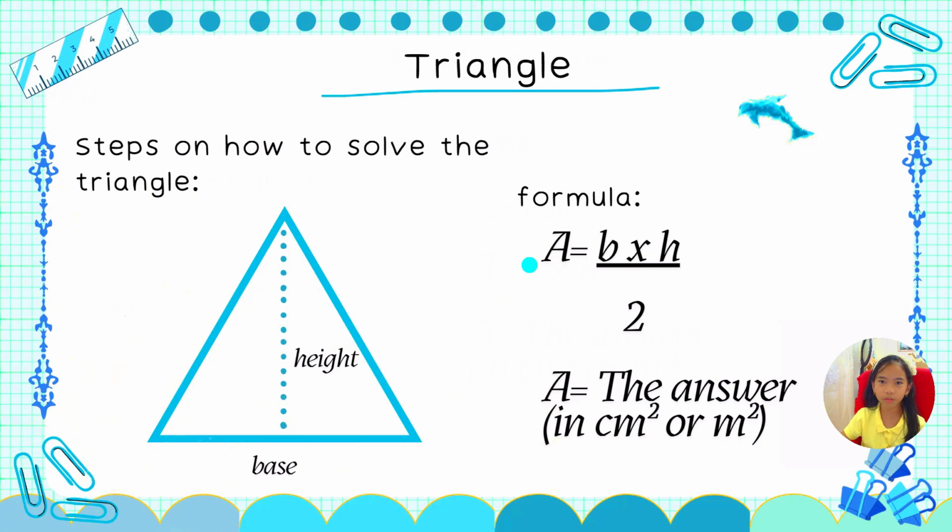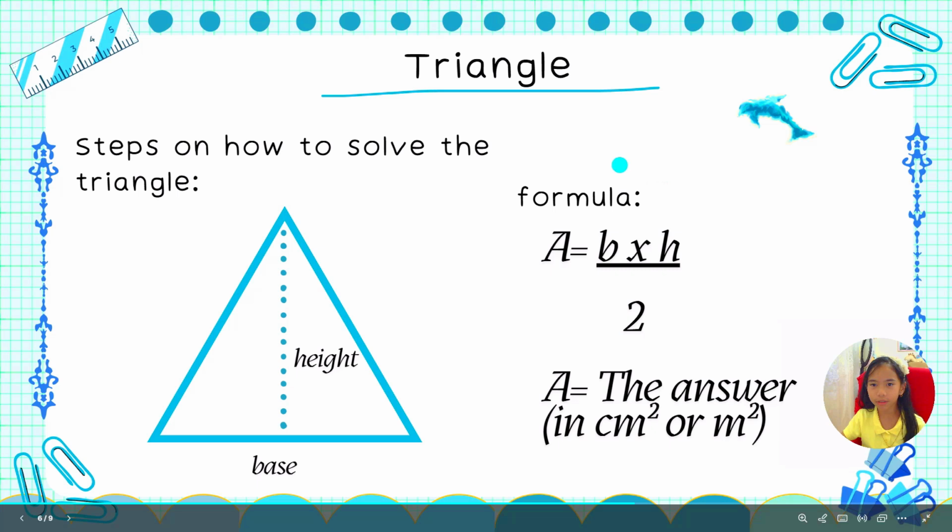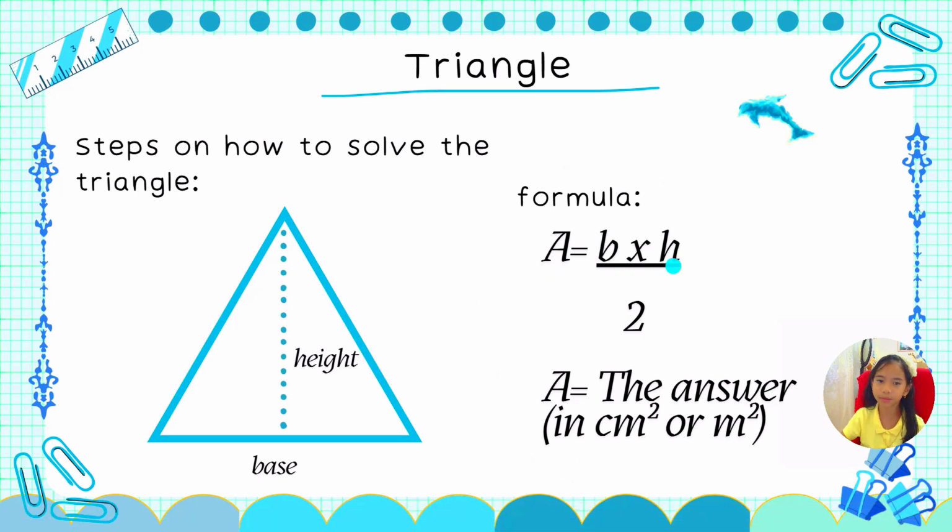How do we solve the correct area of a triangle? So here's a formula. We always have to know the formula. It says area equals base times height. So we have to multiply the given base and height again, and we have to divide it by 2. After doing this, we can have the answer, and we should put it in centimeter squared or meter squared.